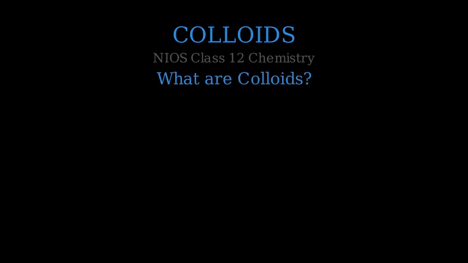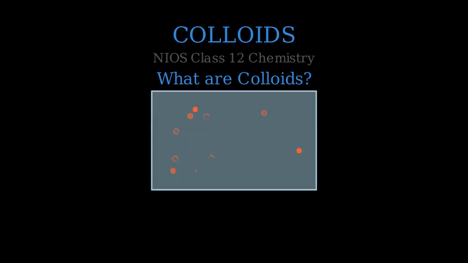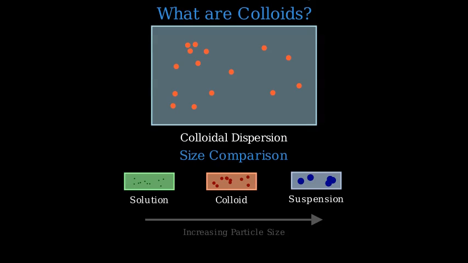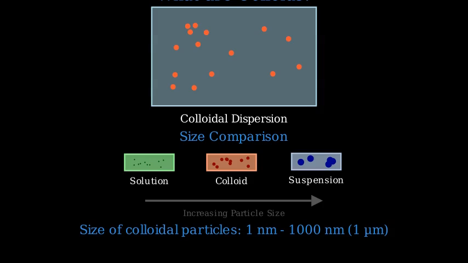Colloids are heterogeneous mixtures where tiny particles of one substance are dispersed throughout another substance. These dispersed particles are larger than those in true solutions, but smaller than those in suspensions. Specifically, the size of colloidal particles ranges from 1 nanometer to 1,000 nanometers or 1 micrometer.